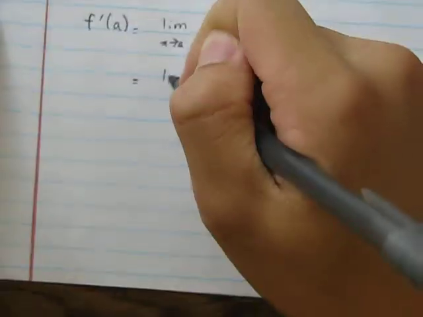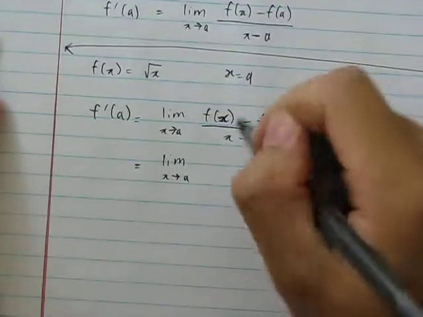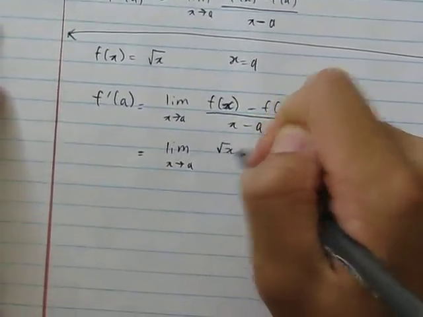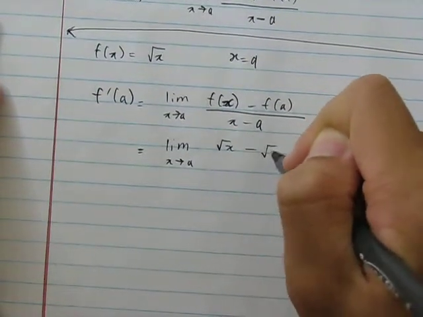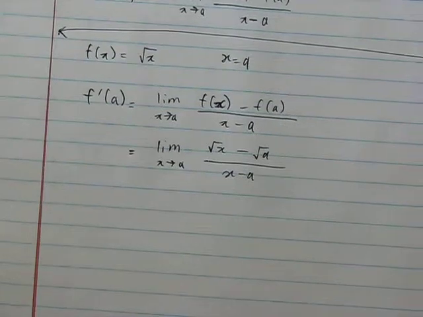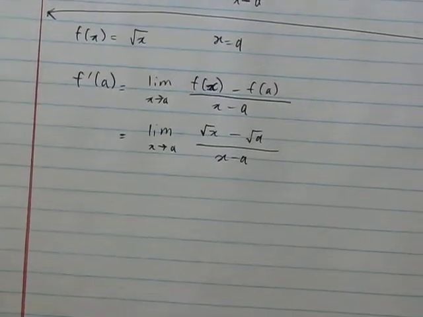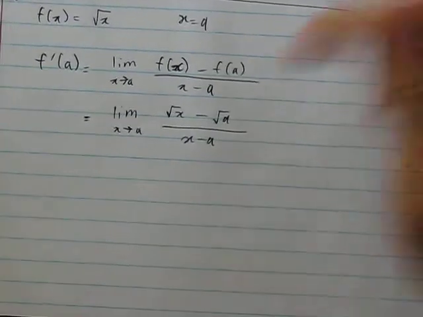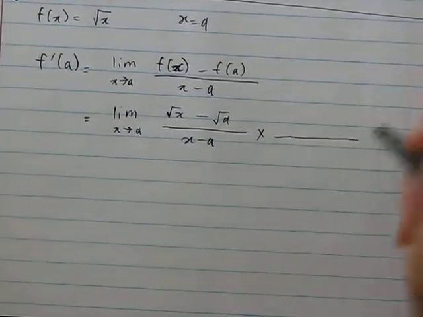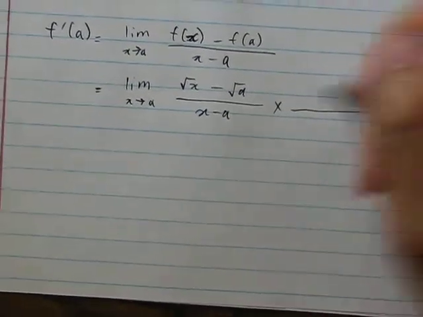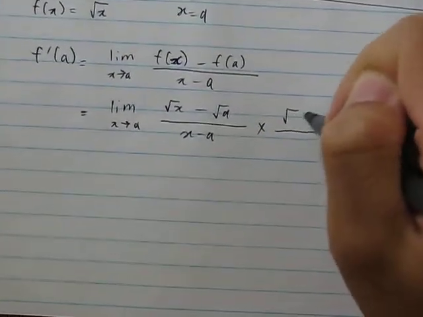So now you plug in what you have. Your f of x just becomes the square root of x, right? And your f of a becomes the square root of a. Your bottom still remains the same. Okay, so now what do we do? Now you rationalize. If you still remember what that means from Algebra 2, that means you multiply by the conjugate from the top, and you try to get rid of all your radicals, right? Because radicals are radical, and you don't want them.